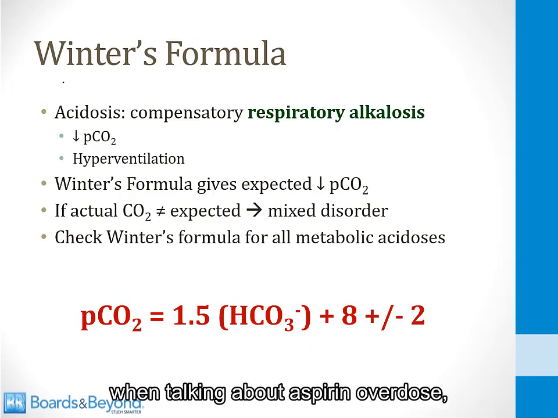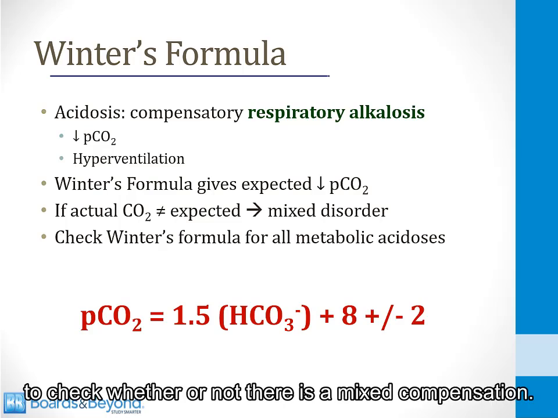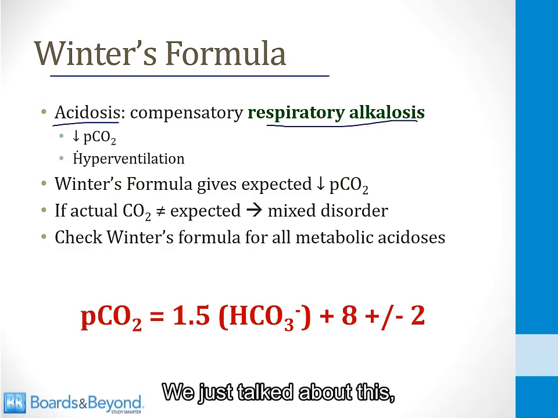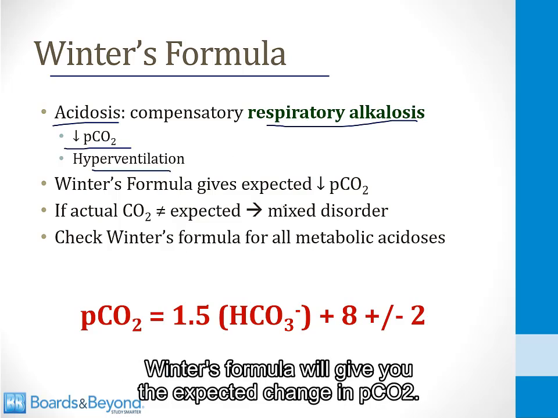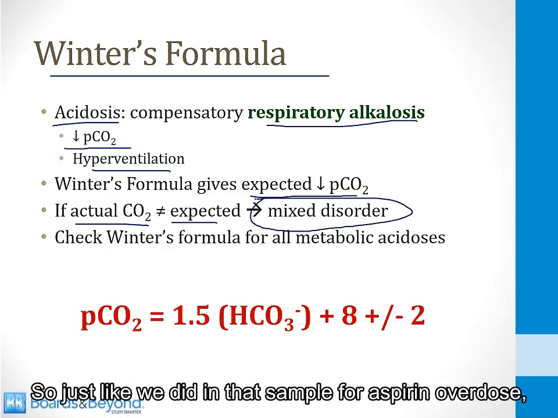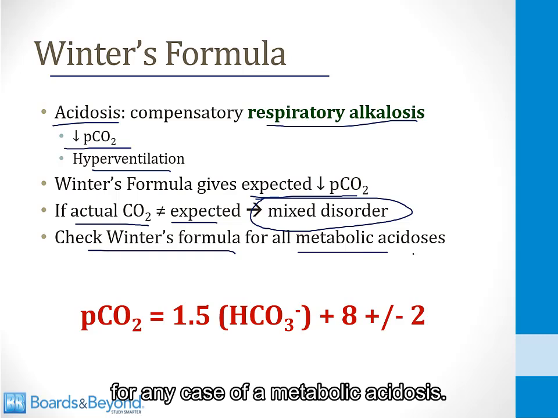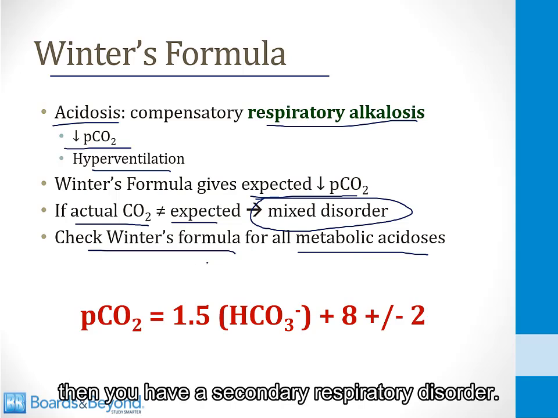I mentioned this earlier when talking about aspirin overdose, but you should use Winter's formula in any metabolic acidosis to check whether or not there is a mixed compensation. In an acidosis, there is a compensatory respiratory alkalosis. We just talked about this. It's a fall in the PCO2 level from hyperventilation. Winter's formula will give you the expected change in PCO2. If the patient's actual CO2 does not equal the expected, then you have a mixed disorder. So just like we did in that sample for aspirin overdose, you want to check Winter's formula for any case of a metabolic acidosis. If the CO2 does not match the expected, then you have a secondary respiratory disorder.